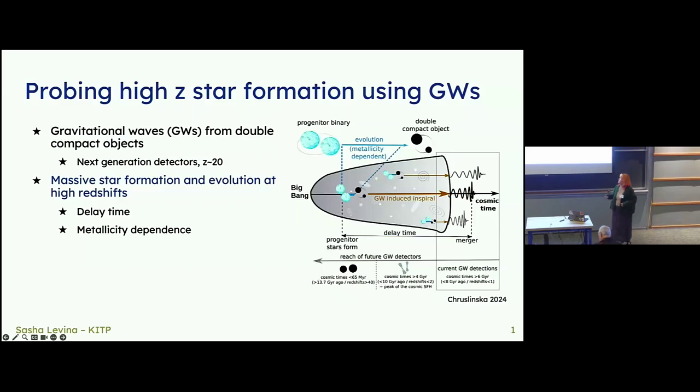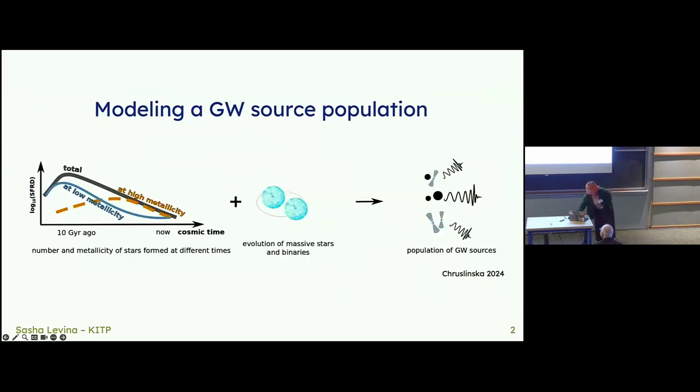And so this delay time and the formation efficiency of merging double compact objects, and particularly binary black holes, is very strongly dependent on the metallicity. And so their mergers can be additionally used to probe the chemical enrichment throughout cosmic history. And so to make the most out of our current and future gravitational wave observations, it is critical to very carefully model populations of gravitational wave sources, and particularly binary black holes, if we're especially interested in metallicity evolution.